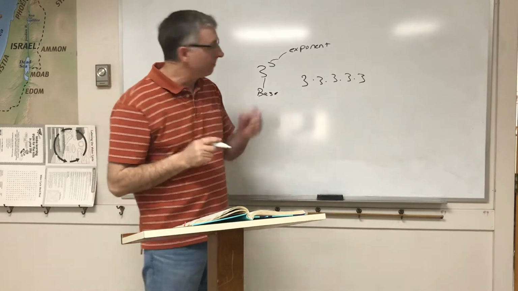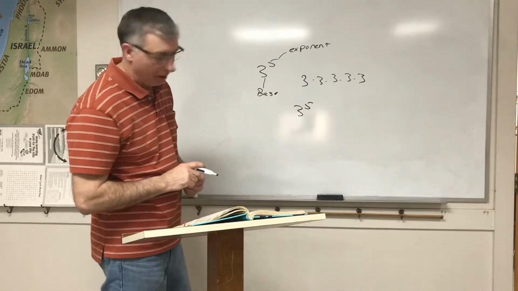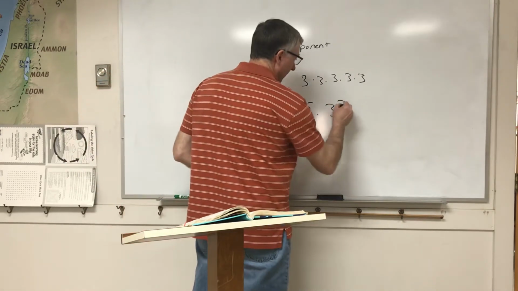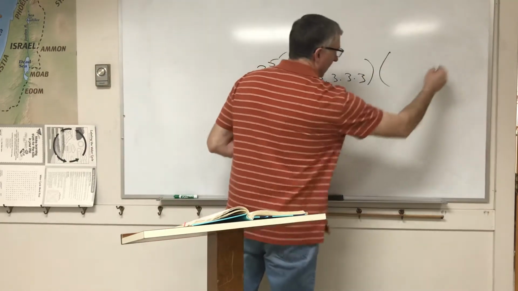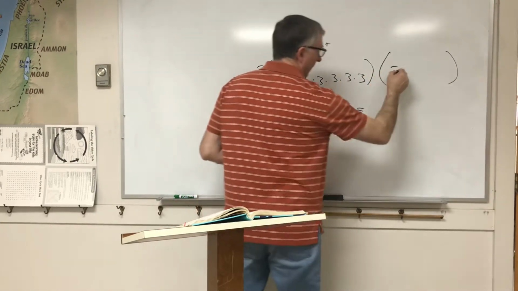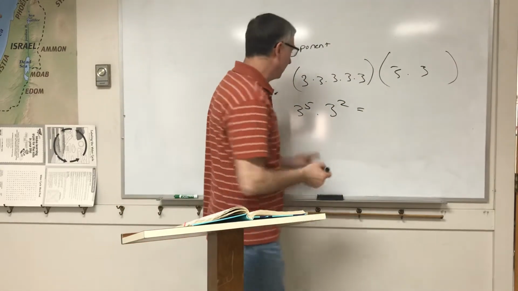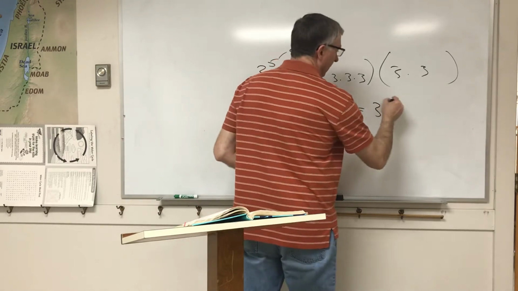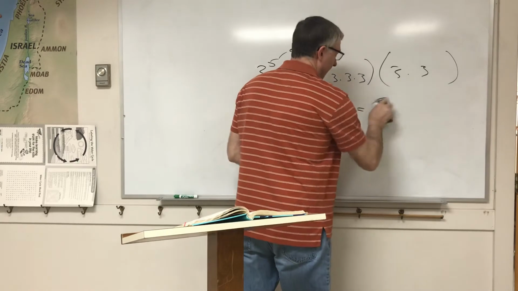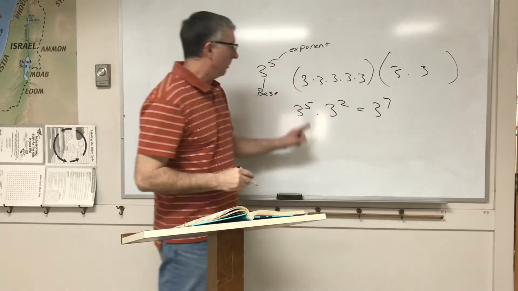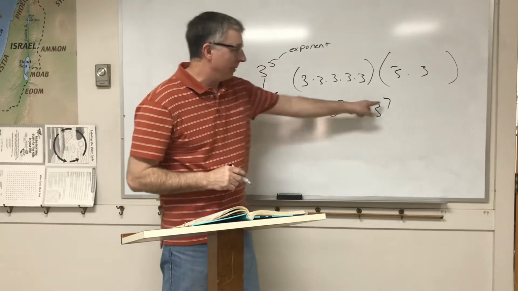If you would have 3 to the 5th power, and then you would multiply that times 3 to the 2nd power, then if you work it out, whatever that is times this would be the same as 3 to the 7th power. I'm sorry, I said that wrong. So 3 to the 5th power times 3 to the 2nd power, I simply add my exponents.